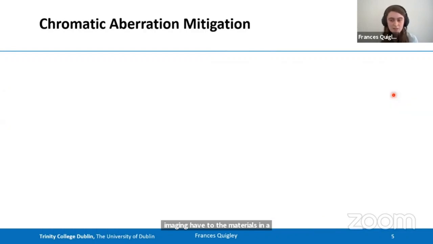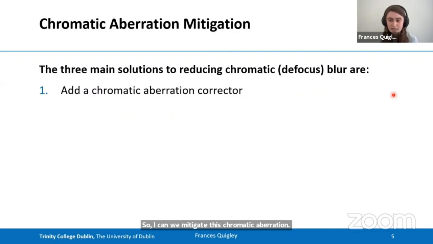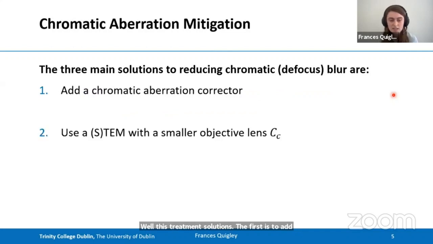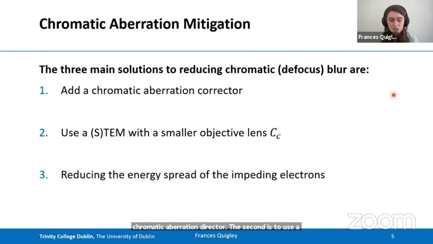So how can we mitigate this chromatic aberration? Well, there's three main solutions. The first is to add a chromatic aberration corrector. The second is to use a STEM with a smaller objective lens CC coefficient. And the third is reducing the energy spread of the impeding electrons.